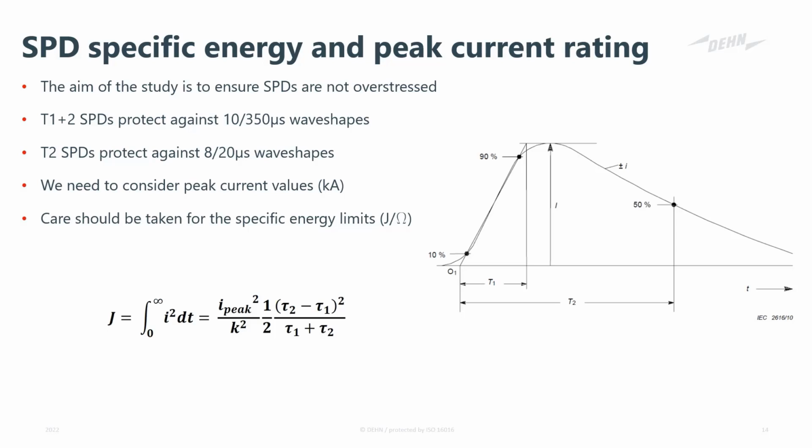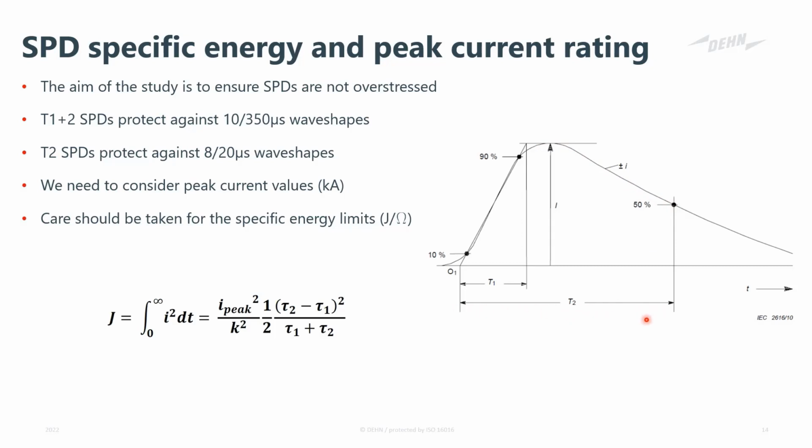What could overstress it? On the right-hand side, you can see an image of a lightning impulse taken from the IEC 62305 standard, part 1. This explains what the 10 by 350 or the 8 by 20 means. For a direct lightning strike, we talk about 10 by 350 microseconds, which means the impulse will reach its peak value in 10 microseconds, which is period T1, and it will decay to 50% of the peak value in 350 microseconds, which is T2.